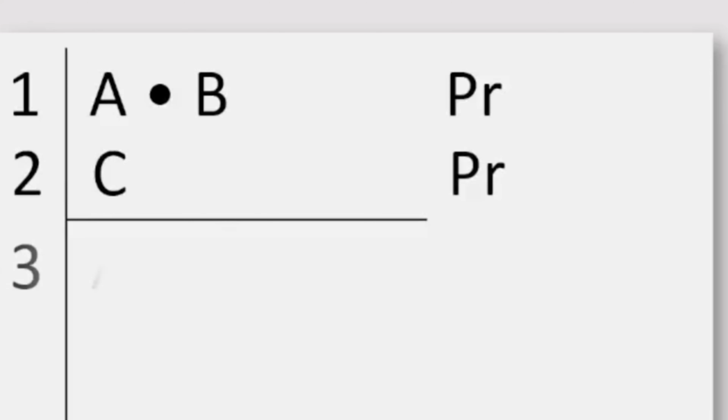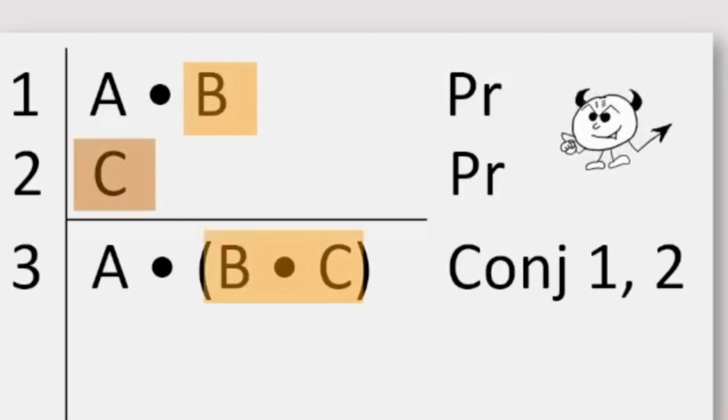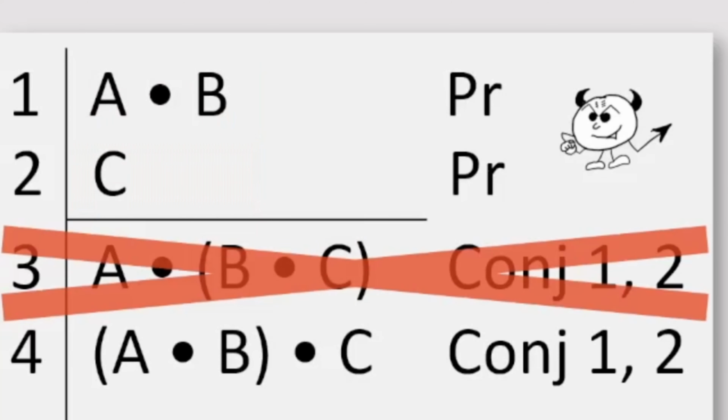What if we had a conjunction, A and B, and a simple proposition C? Would we apply conjunction in the following way? Again, no, because in this case, conjunction is applied only to the second conjunct of the proposition in line 1. So this is again a misapplication of the conjunction rule. There is only one way to apply conjunction to line 1 and 2 in this order, and that is to take the whole proposition in line 1, the whole conjunction, embrace it in parentheses, and conjoin it with C.